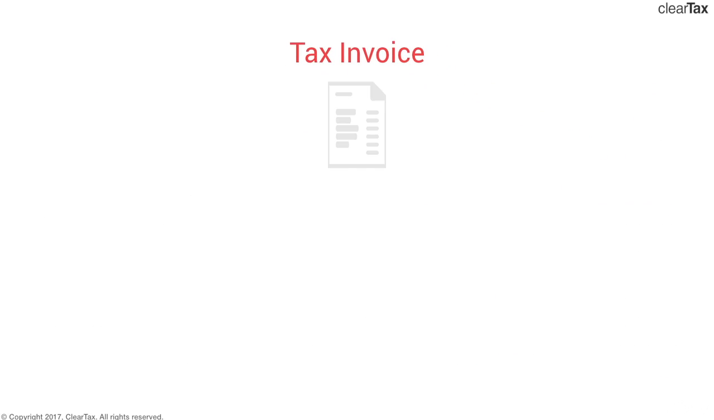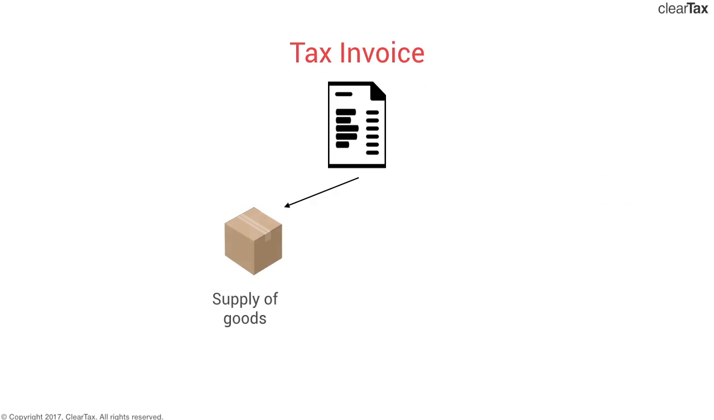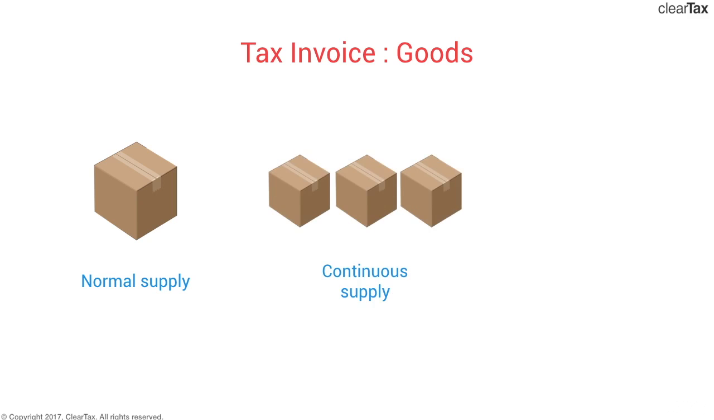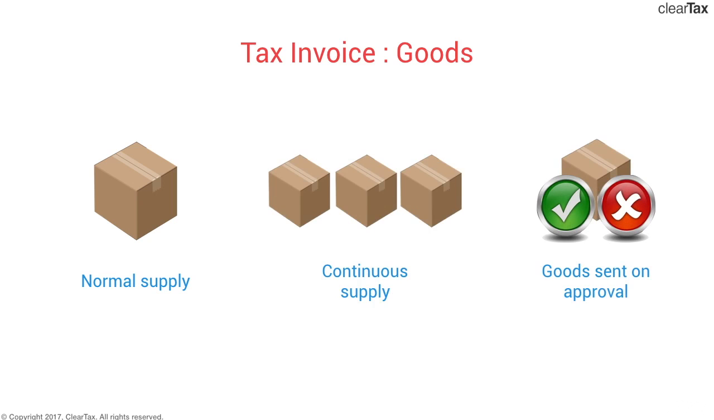There are separate rules for supply of goods as well as supply of services, and in this video we are going to check out the provisions for supply of goods. In the next video we'll cover services. Supply of goods can be of three types: a normal supply, continuous supply, and goods that are sent on approval before the supply has been finalized. Tax invoice rules are also different for these three categories of supply of goods.